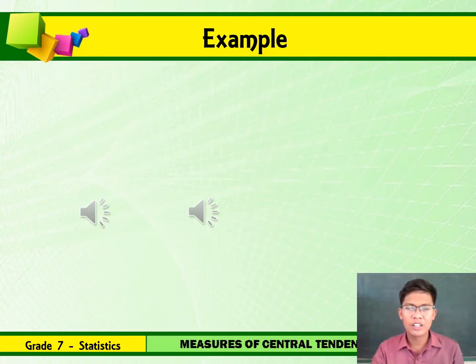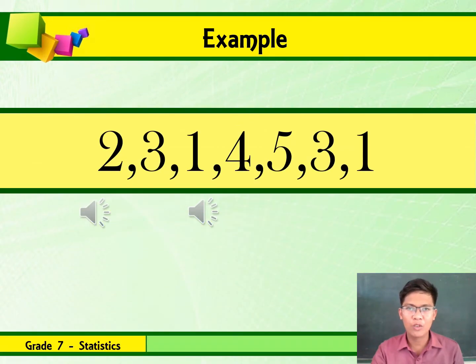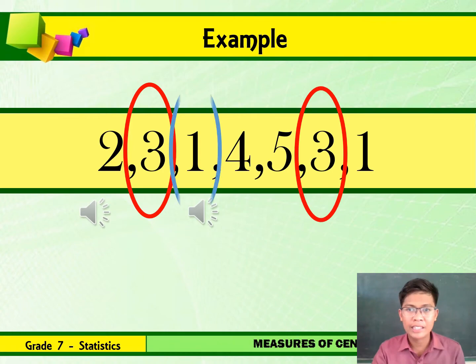Okay, class, so let's take another example. How about this set of data? 2, 3, 1, 4, 5, 3, and 1. So what do you think are the modes or mode that are present in this set of data? The modes are 1 and 3. So according to your classmate, the modes are 1 and 3.